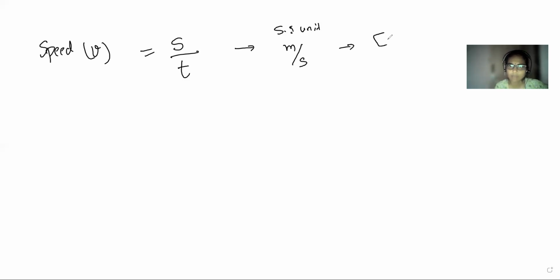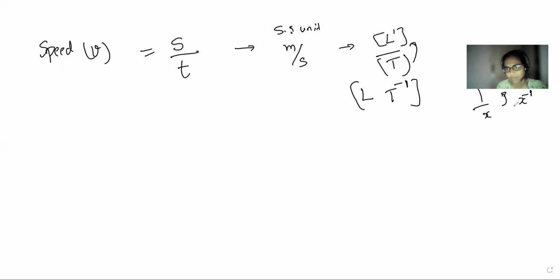Our dimension formula is, children, for meter it is L1 and for time it is T. So combine this and write L, and T will go up, becomes T power of -1. Understood now, children? Anything in the denominator, it will go up, becomes x power of -1. I hope you learned this in maths. So L T power of -1 is the dimensional formula of speed.